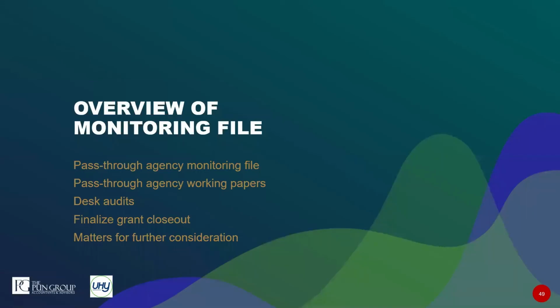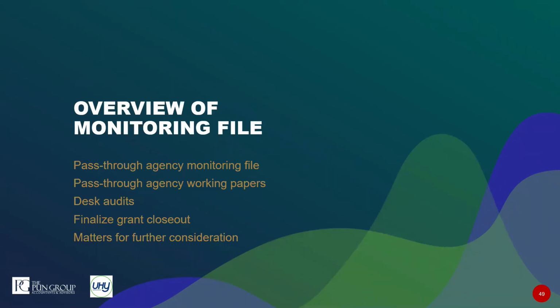So next, I'm going to give you an overview of what a monitoring subrecipient file looks like. The pass-through agency monitoring file, again, this is our files as the Poon Group, where we are hired as the outsourced monitorer for an agency that is passing through federal money. It could look different if you looked at someone else's work papers, but we're going to give you ours as an example. It's not everything, but it will give you a good idea of what should be in there.